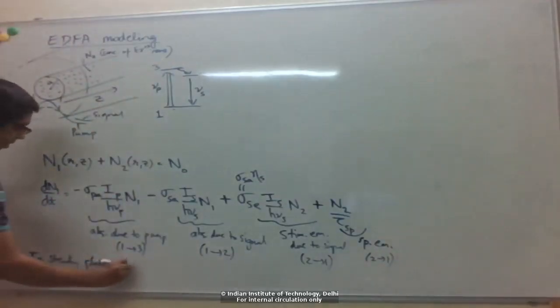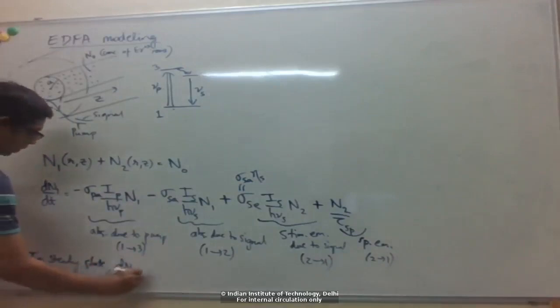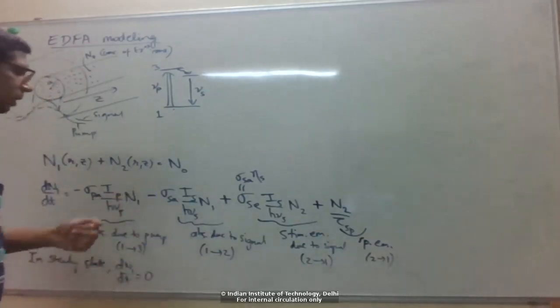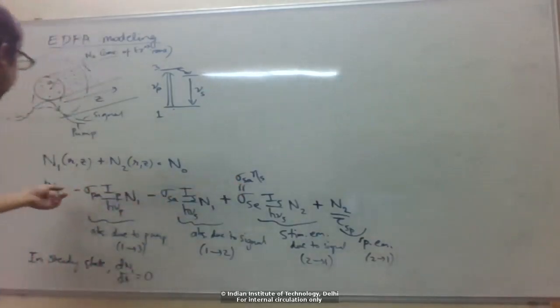And basically this rate of change is now 0, because the pump intensity is constant. So we are sending a CW pump, imagine, and signal. So there is no time dependence in these intensities. So eventually it reaches steady state.